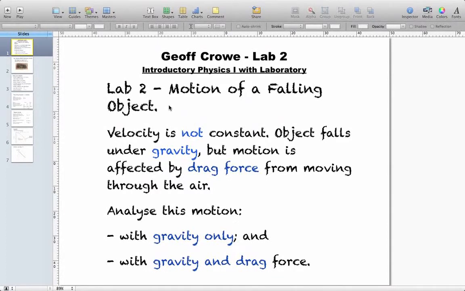This is Jeff Crow, and today we're looking at the motion of a falling object where the velocity is not constant because there's a non-zero net force acting. The object will fall under gravity, but we'll also be interested in any effect drag through the air might have on the motion. So we'll look at two cases, first with gravity only and then with gravity and a drag force acting.